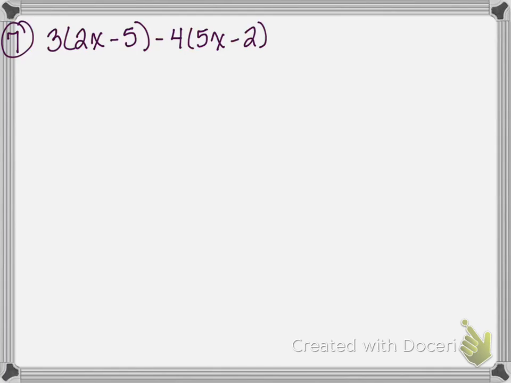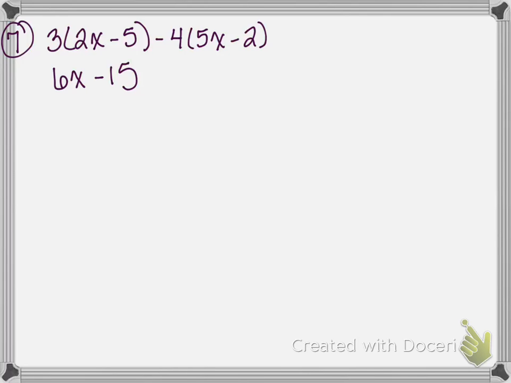Okay, and I am simplifying. That means I combine any like terms that I have. The first thing that I've got to do is distribute. Most students do completely fine on the first one for distributing. They do 3 times 2x is 6x. 3 times -5 is minus 15.